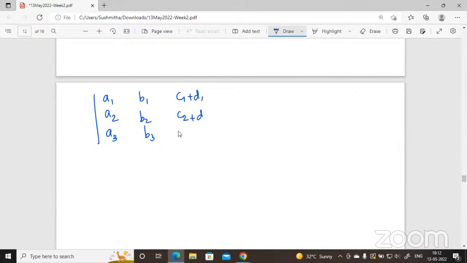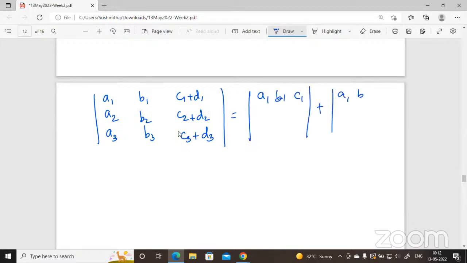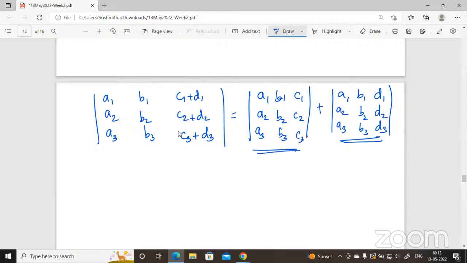Okay, this can be for any column. I'm just putting it for the third column. Is the property clear? Yes, ma'am. Here, keep in mind that we are not adding the 2 matrices here. This is a different matrix, this is a different matrix, and this matrix is not the sum of these 2 matrices. And vertical lines denote determinant.